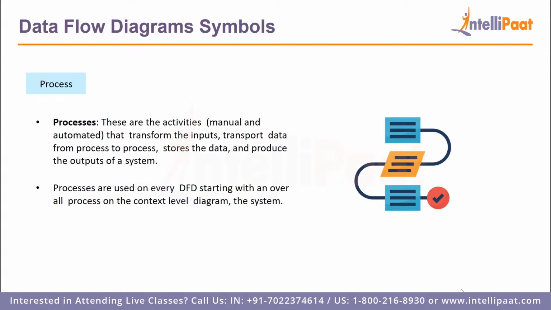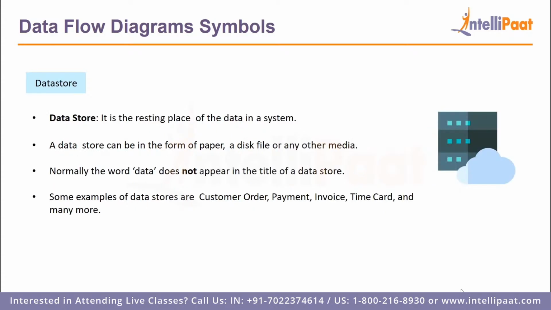So these are the activities, which can be manual or automated, that transform the inputs, transport the data from process to process, store the data, and produce the outputs of a system. Processes are used on every data flow diagram, starting with an overall process on the context level diagram of the system. Then comes the data store.